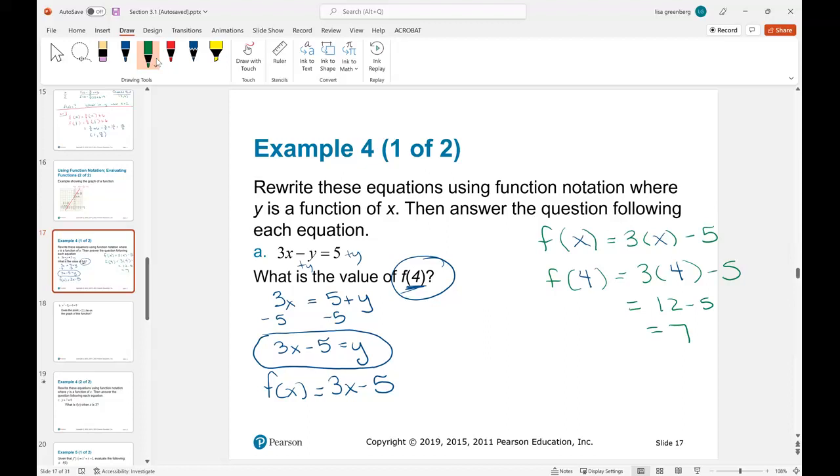If I want to write this as an ordered pair, I say x is 4, and when I put in 4, I get 7. So this is my ordered pair. It's still x, y, or I can say x comma f of x. Same thing. It could be g of x, could be h of x. It doesn't matter. That's function notation.